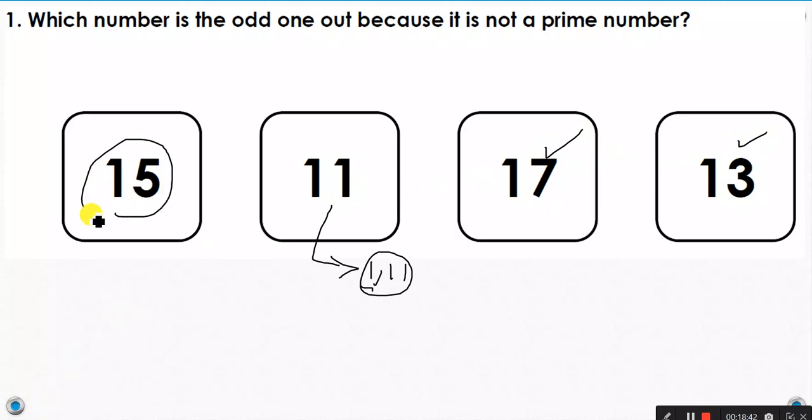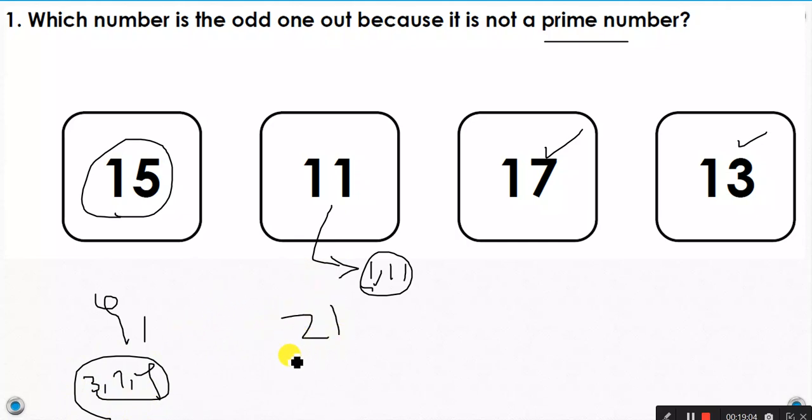So we have so many numbers that are not prime. For example, if you take 9, 9 is an odd number, but it is not a prime because 9 is divided by 3, by 1, and by itself. So it has more than two factors. Again, for example, if you take 21, 21 is also not a prime number. So we have so many odd numbers that are not prime. So this is all about it.